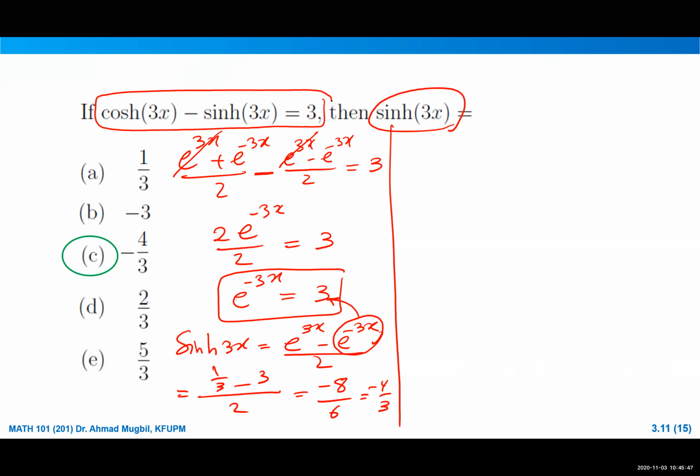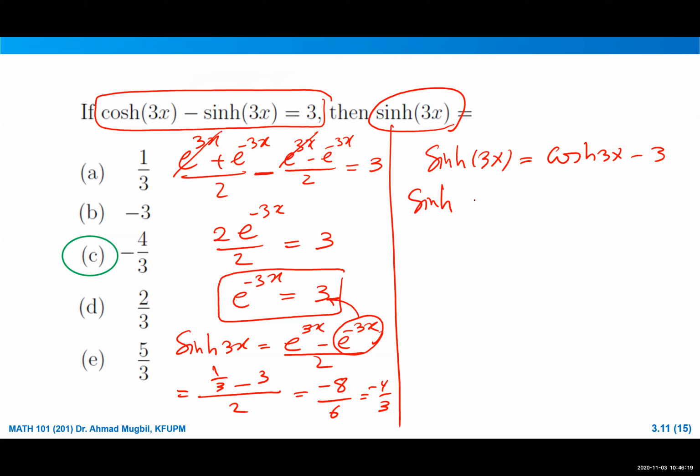To use your algebraic tricks. So what I will do here, if you just do this, sine hyperbolic 3x equals, move it to the other side, cosine hyperbolic 3x minus 3. Am I right if I did that? Yes. I moved the sine to here and the 3 up there. Now I will square both sides.